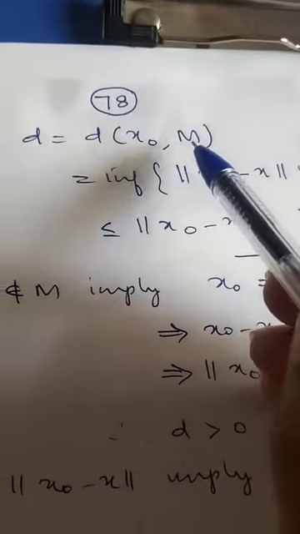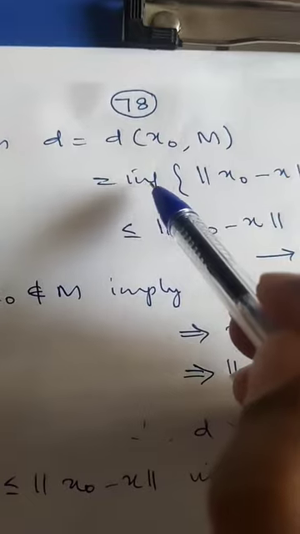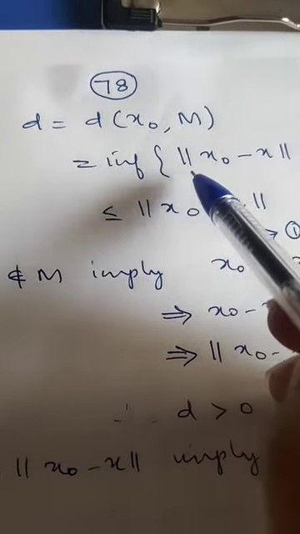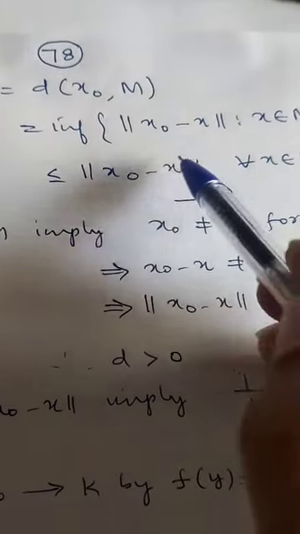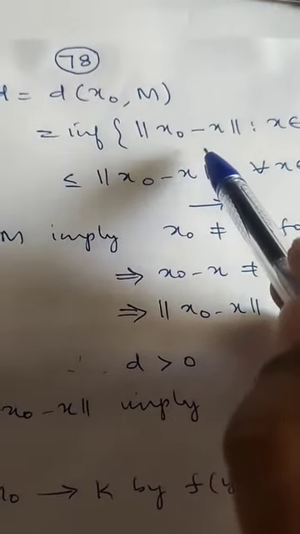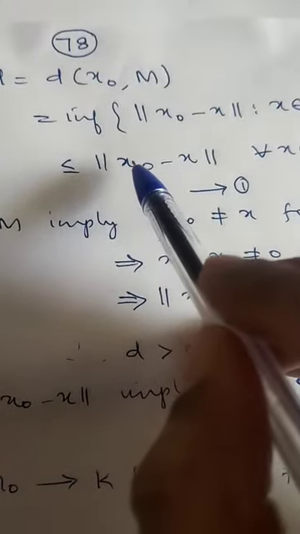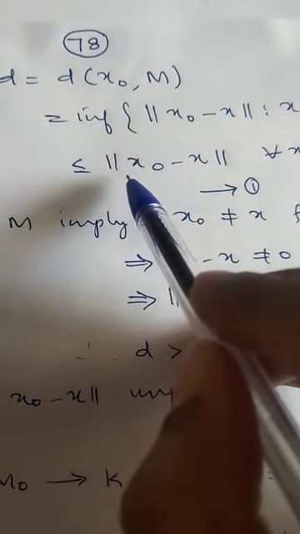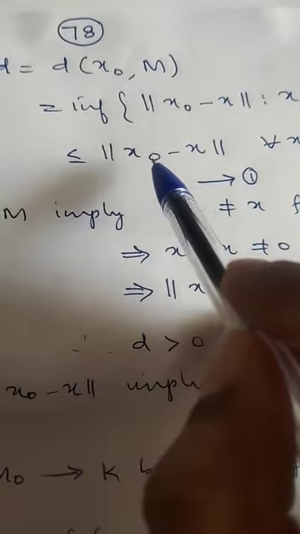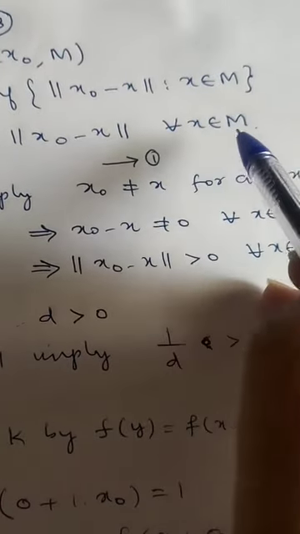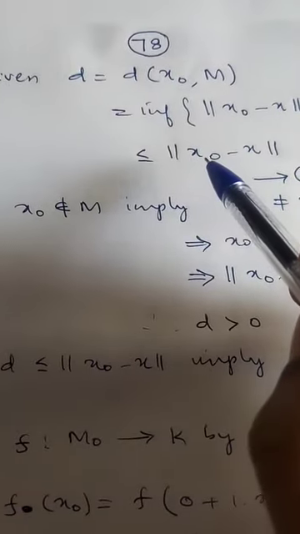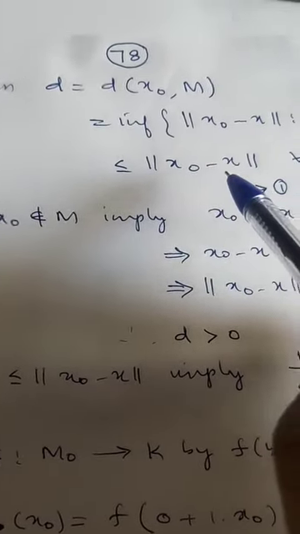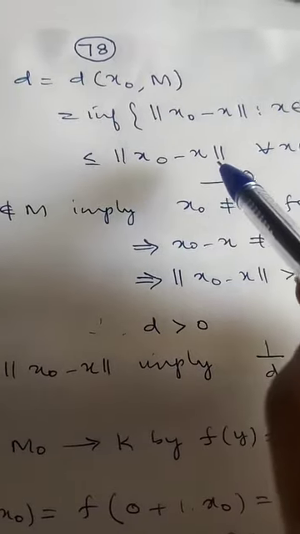Then say we have d, the distance between x naught and M. This is equal to what, by definition of a distance? The infimum of norm of x naught minus x, where x belongs to M. But this is the smallest of these distances, meaning it is less than or equal to every element in this set. So d is less than or equal to norm of x naught minus x for every x belongs to M. Call this number 1.